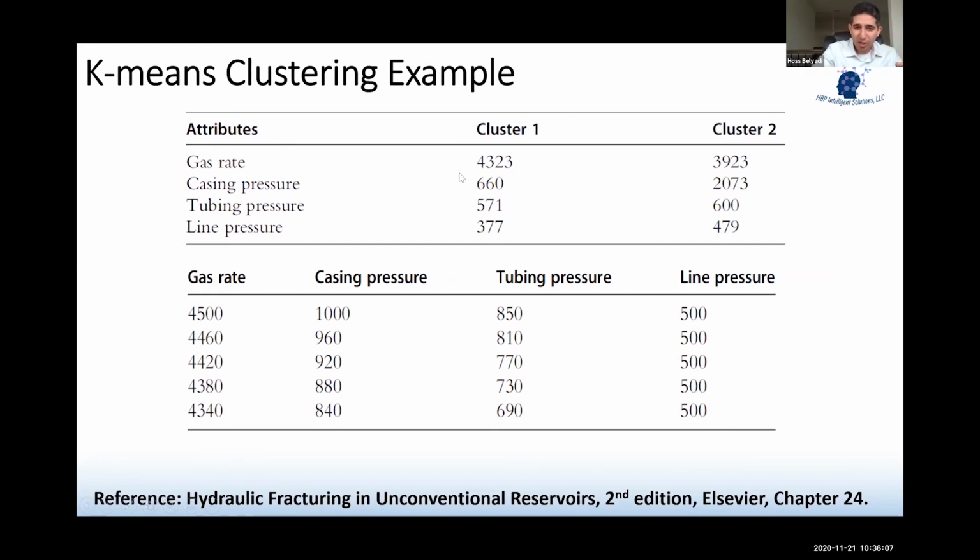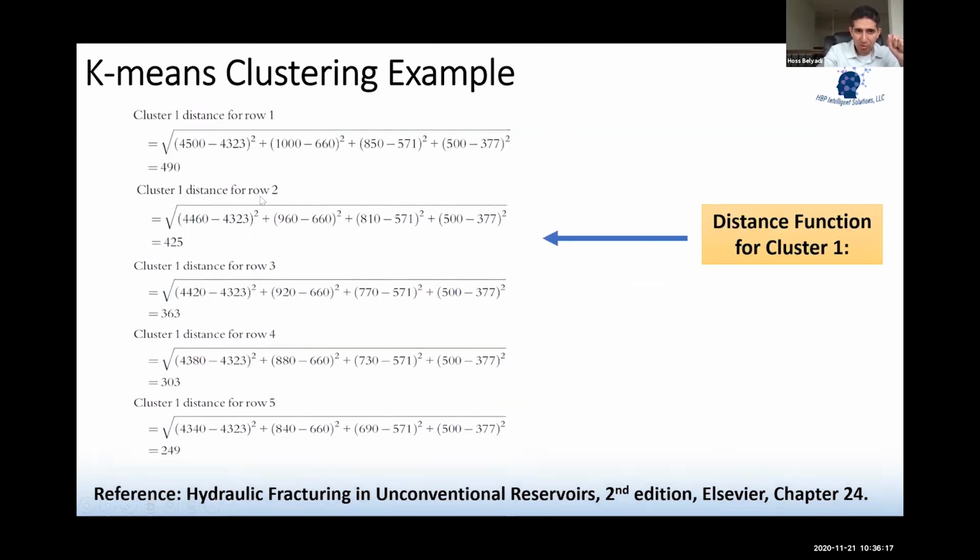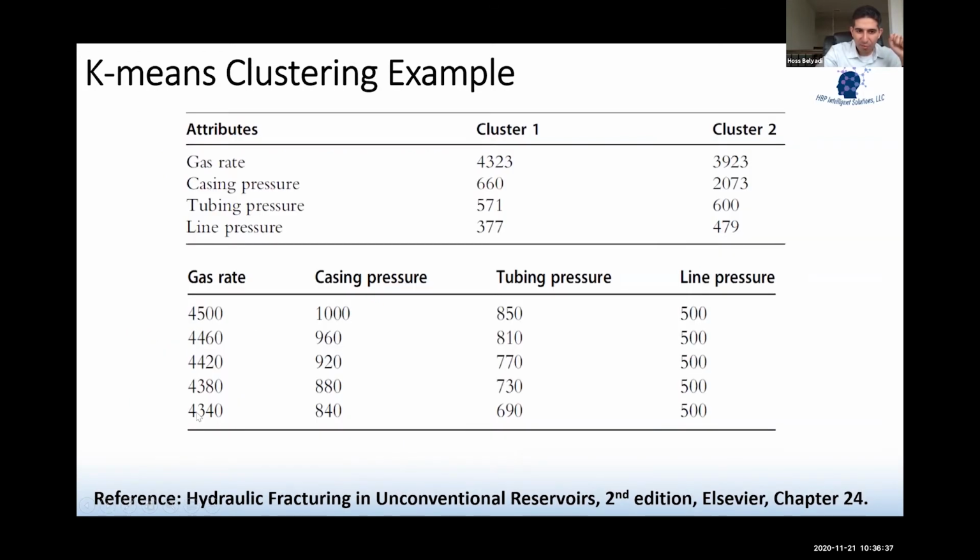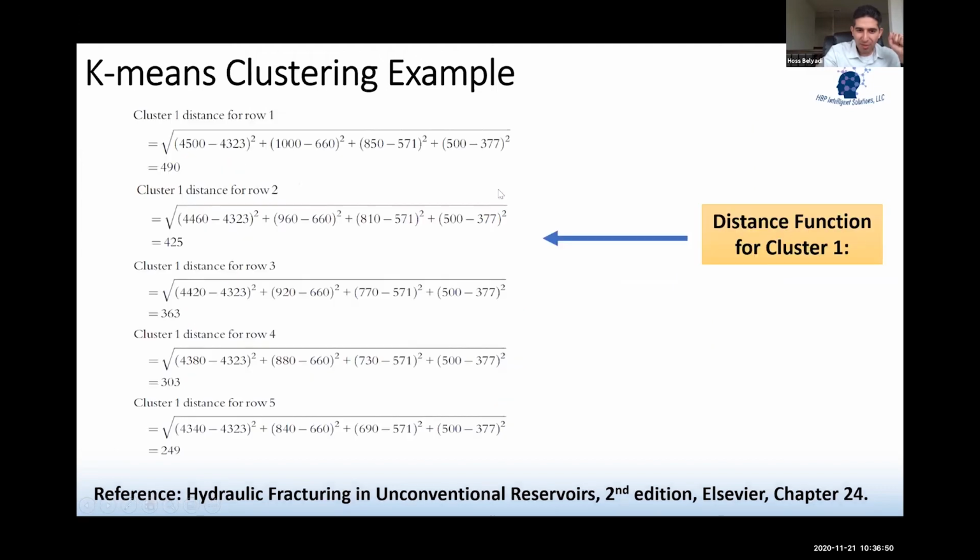And you do the same exact calculation once you're done for cluster 2, which is the next slide that I have. So if I go back here, there's cluster 1 distance for row 2, row 3, and row 4. Let's look at cluster 1 distance for row 4. It says 4,340 minus 4,323, then it's going to be 840 minus 660.